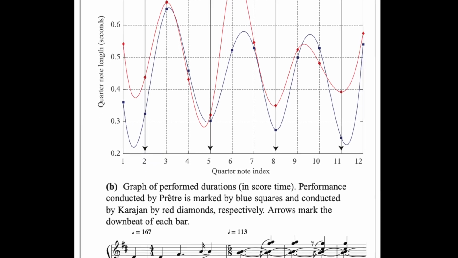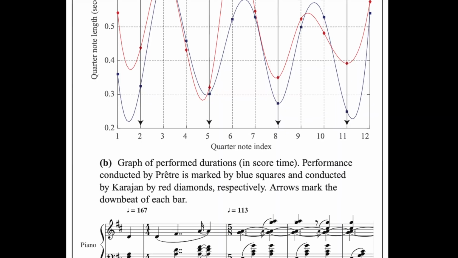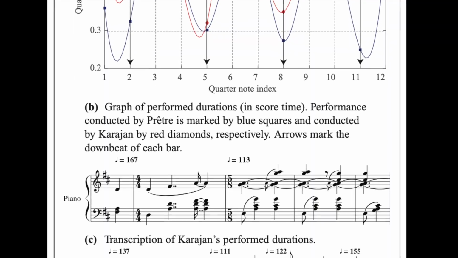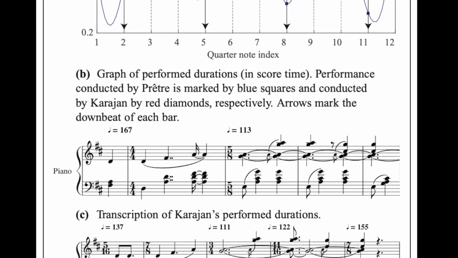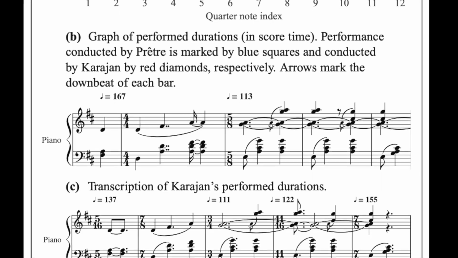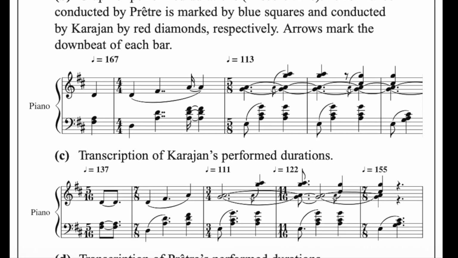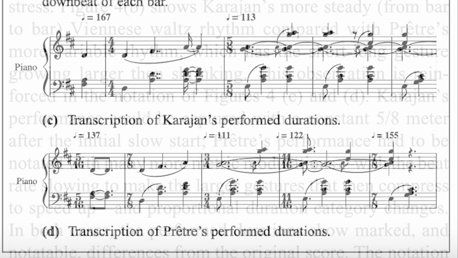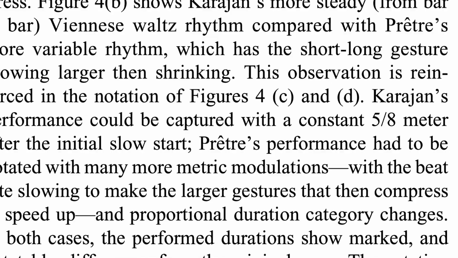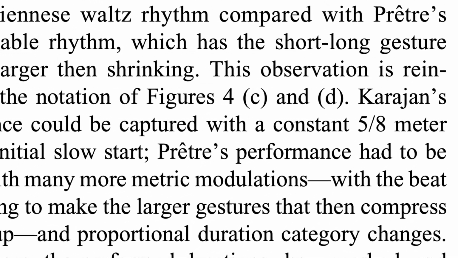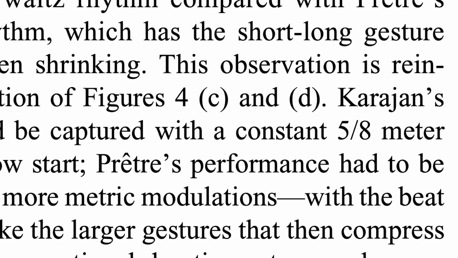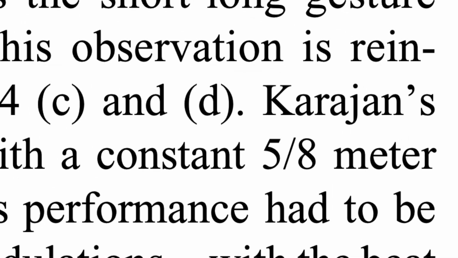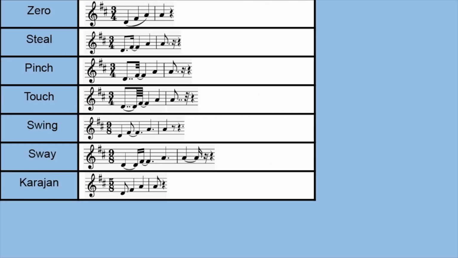With more clever software, Professor Chu turned the performances into notation, which doesn't look like 3/4 at all. When I first saw this, I thought that, although the long second beat is characteristic of the Viennese lilt, this interpretation was more to do with the slow start, that neither conductor was really dancing at this point. But then, a few paragraphs below figure 4 we read, "Karajan's performance could be captured with a constant 5/8 meter after the initial slow start." Well, if it's good enough for von Karajan, it's good enough for me. Here's the lilt style.